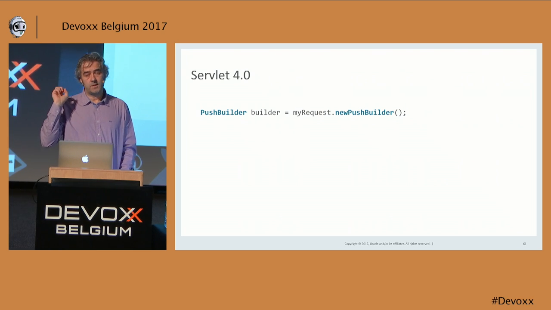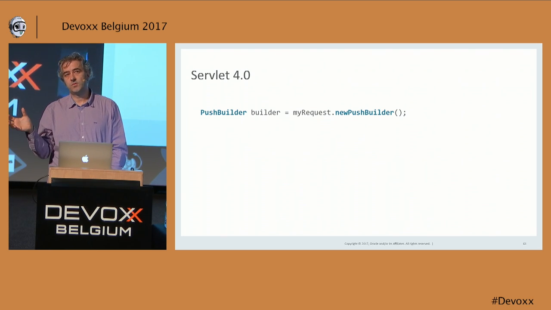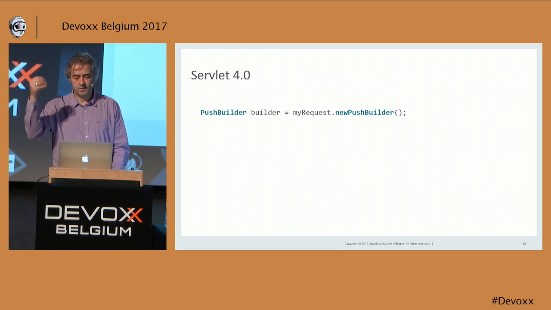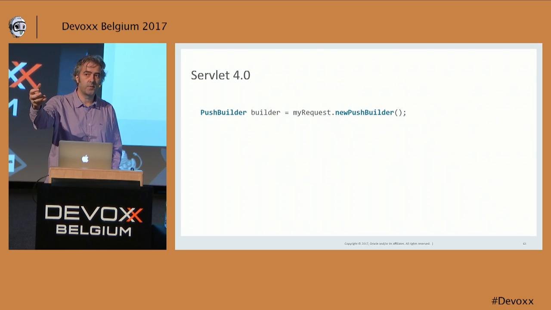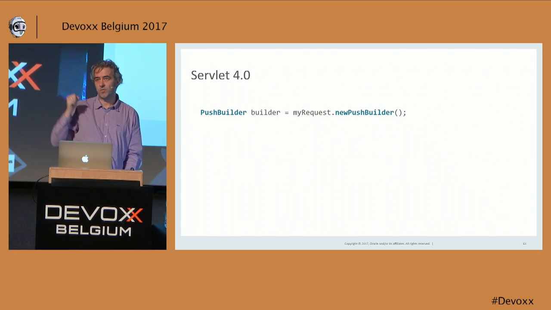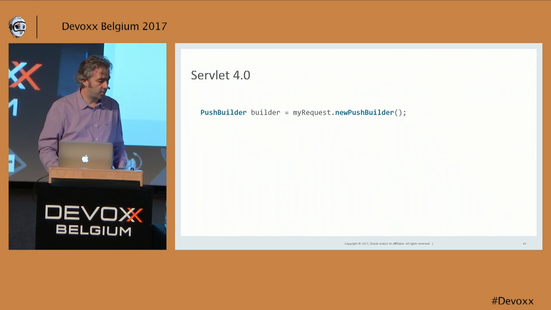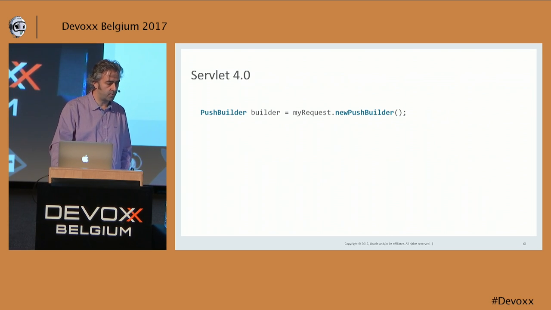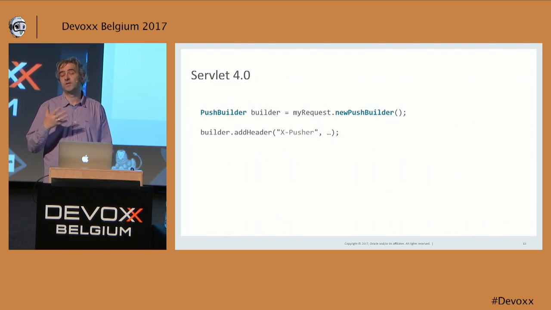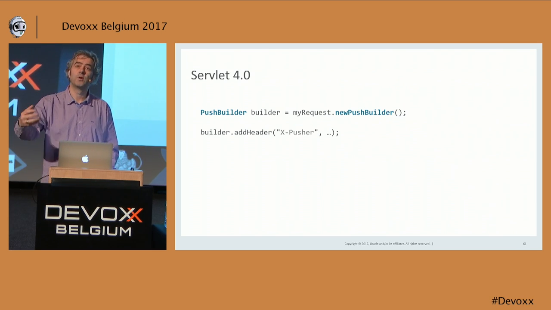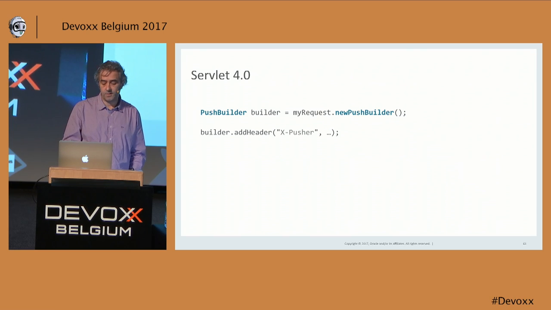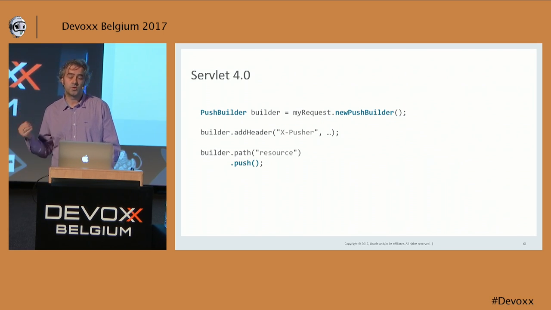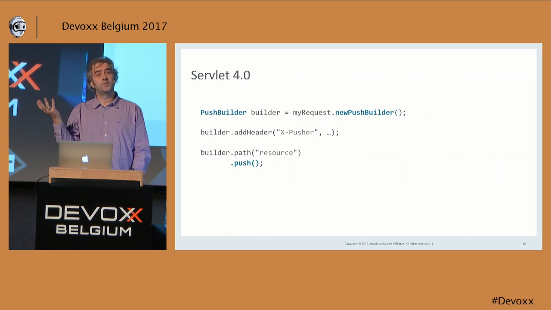So the push API is always tied to an incoming request. So it's not like SSE, where you have a completely asynchronous way of pushing stuff to the client. There should always be an incoming request, and then the server can decide to answer with one or more responses. So I have my incoming request here, and I want to have a push builder object for that given incoming request. Then I have the ability to configure the response that will be used to push the resources, like setting headers, for example. And obviously, I need to specify the path of the resources that I want to push to the client. And then I just need to invoke the push method.